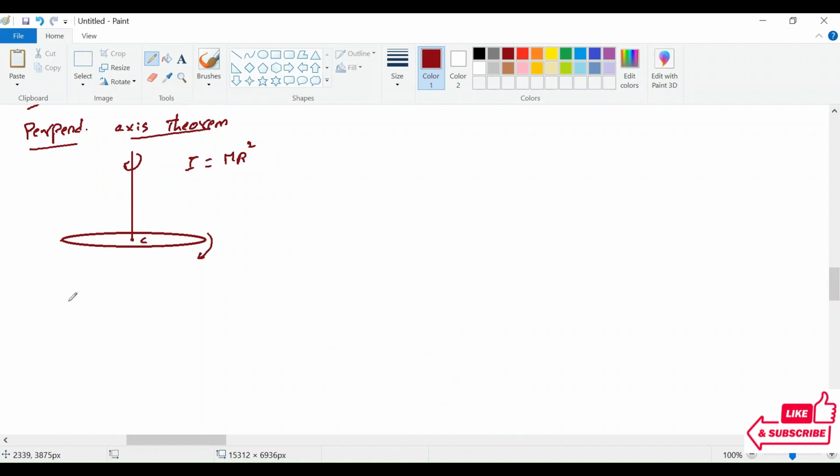But now the question is, if the axis is kept here, if I am rotating about this axis, then what is I? Imagine there is a ring, and I keep an axis passing through the center. This is the x axis you can say, this is the y axis you can say, and we know about the z axis.